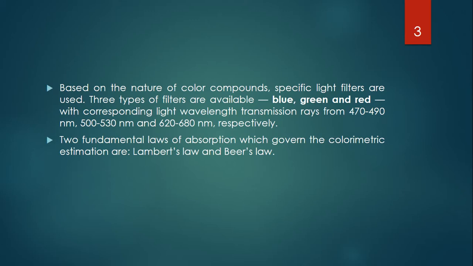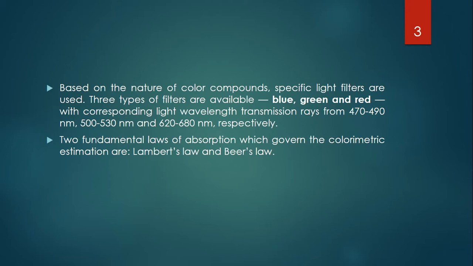Colorimeter makes use of filters, that is, the filters allow the specific wavelength to pass through. For example, blue filter will allow the light wavelength transmission from 470 to 490 nanometer. Green will allow 500 to 530 nanometer wavelength radiation to pass through. So based on our requirement, based on the color of our solution, we can choose the specific filter.